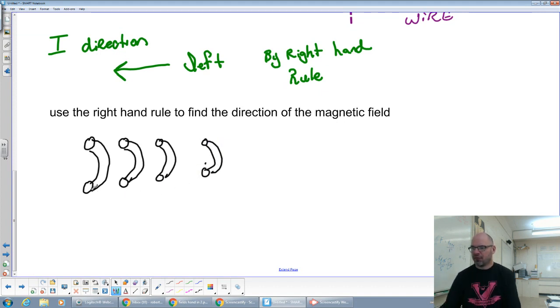Okay, so let's say that it's going in on the bottom. I can't remember which way I did it before, but let's say it's going in on the bottom. So X is on the bottom, and that's the current flow, coming out on top.